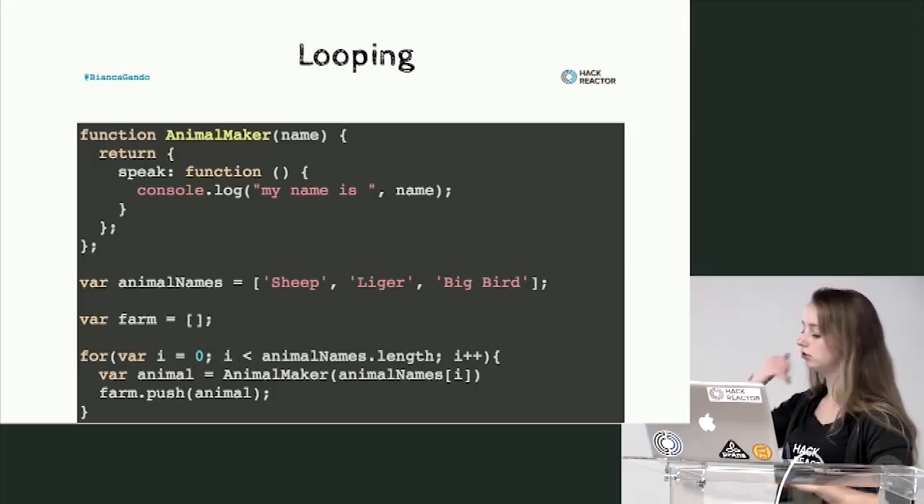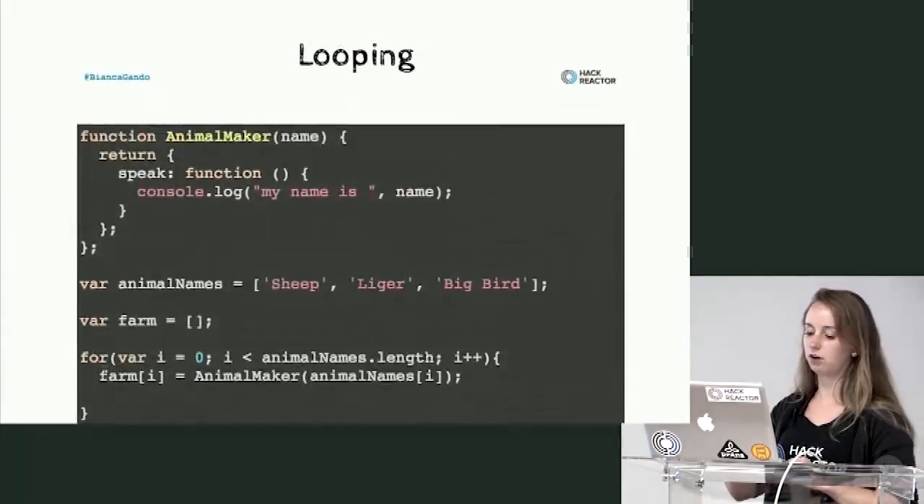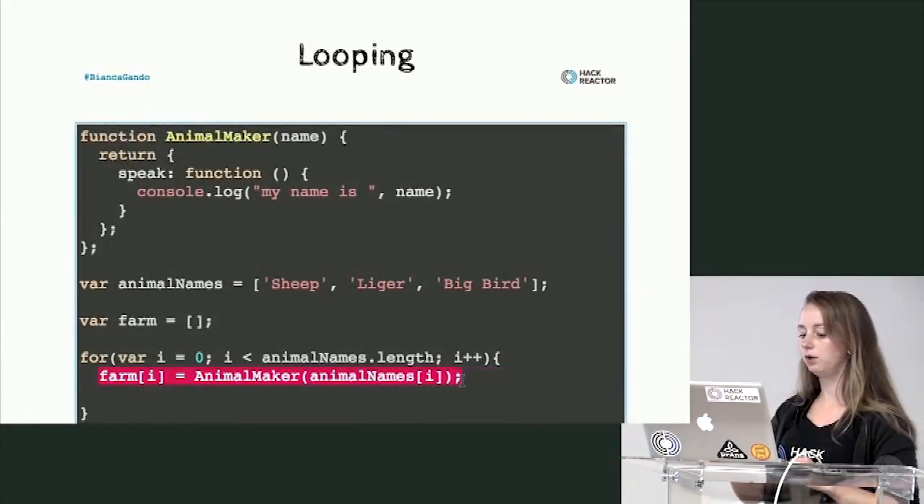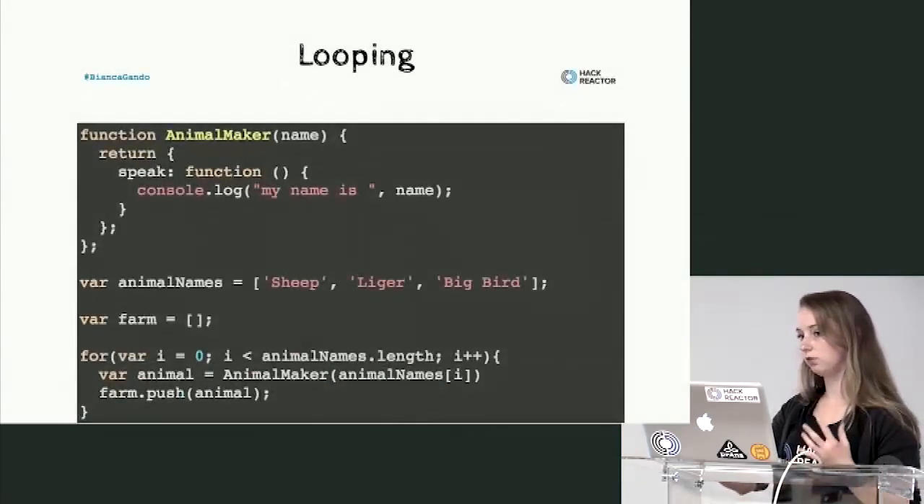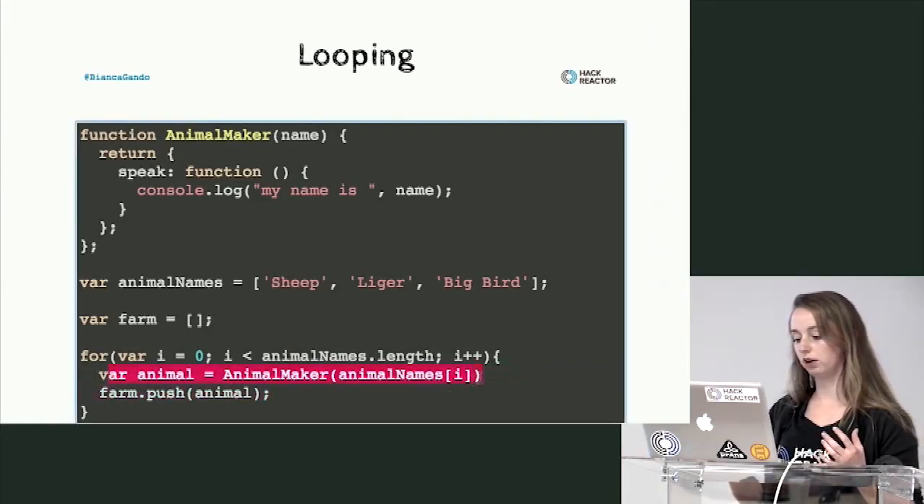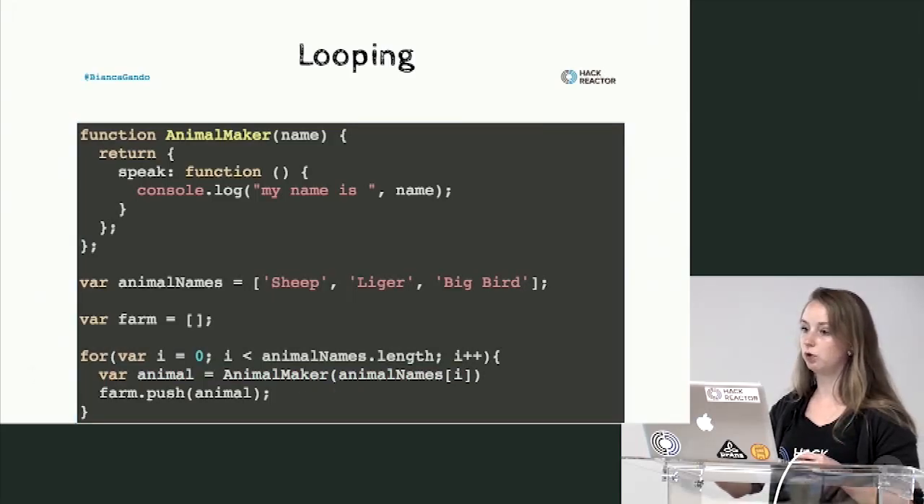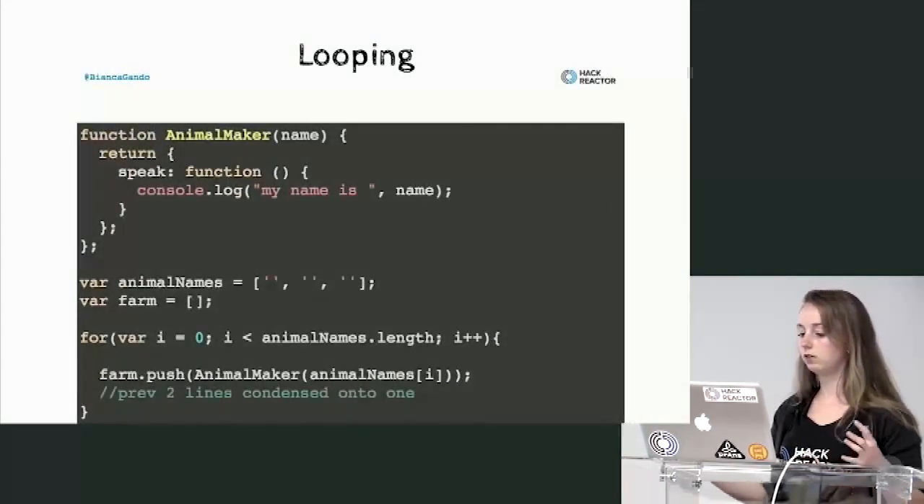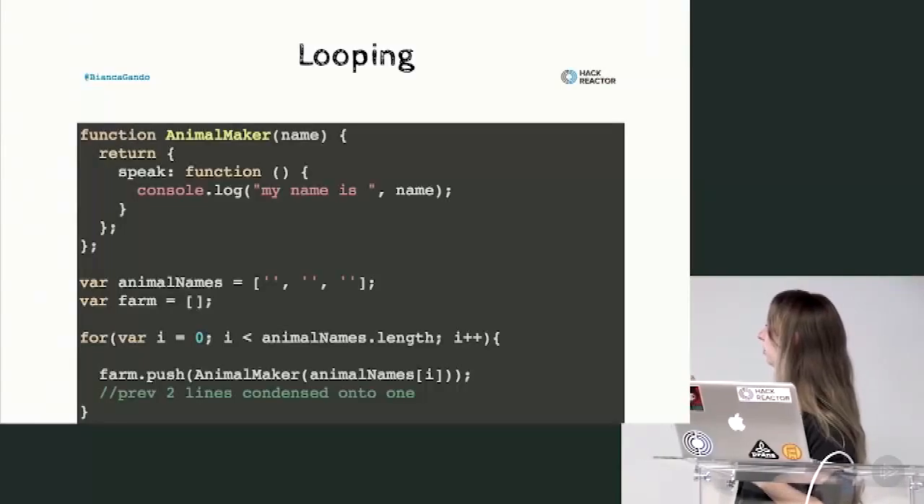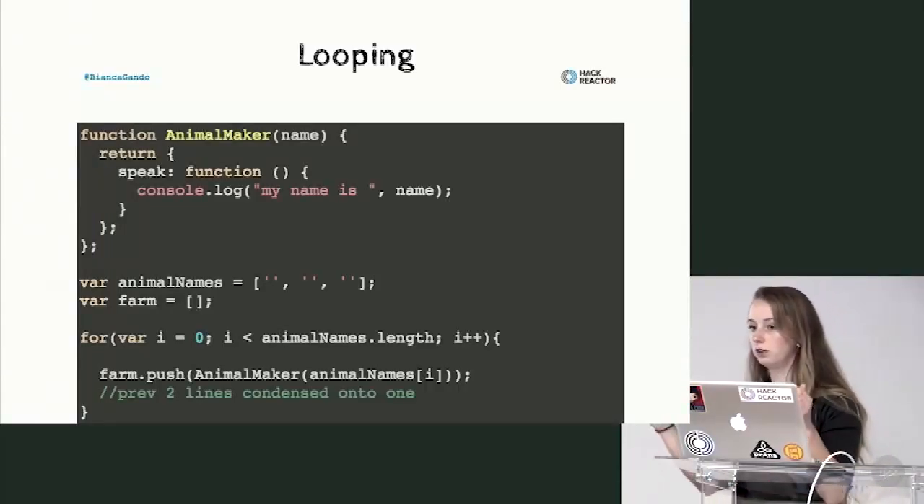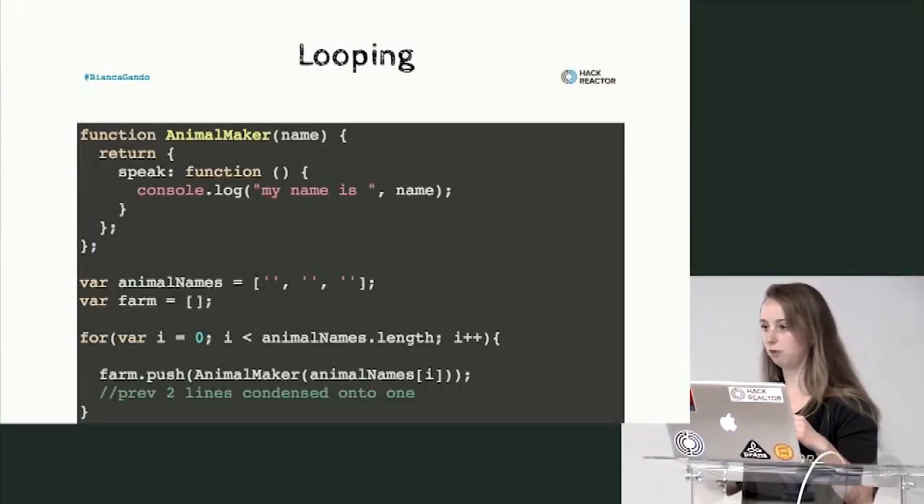The one that we did before was farm at i equals animalMaker. Another way we can do it is to use the .push method, where we say var animal equals, again, animalMaker, animalNames at i, and then we just push each one. Or we could just do it all in one line. So we could say farm.push, animalMaker, parentheses, animalNames, bracket i.